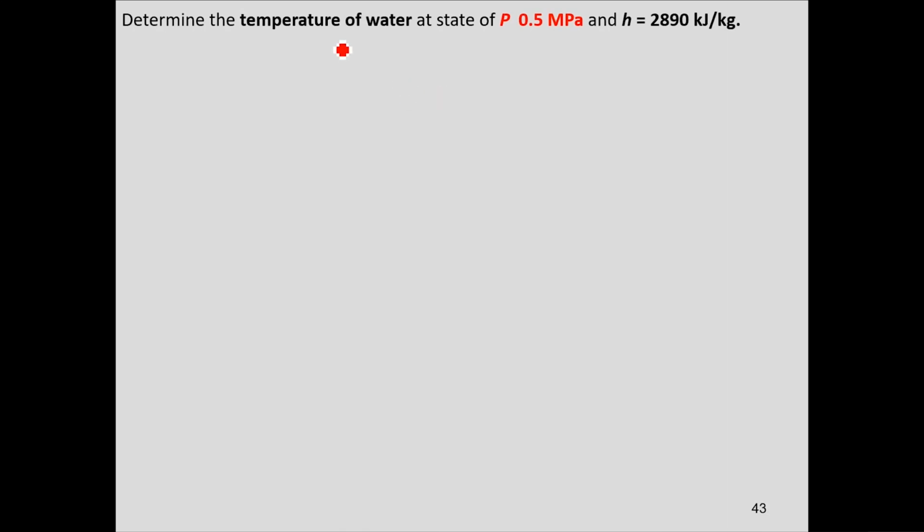The next example would highlight two important aspects of the table. Let's first see what the example says. It says determine the temperature of water where the pressure is 0.5 megapascal and enthalpy is 2890 kilojoules per kg. The first thing for you is to identify the table. Any idea how would you identify the table?